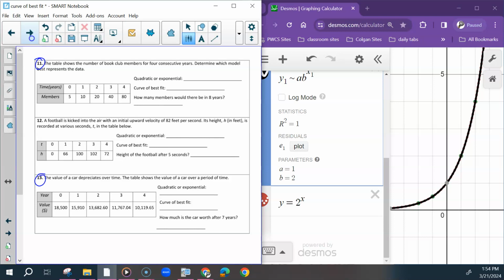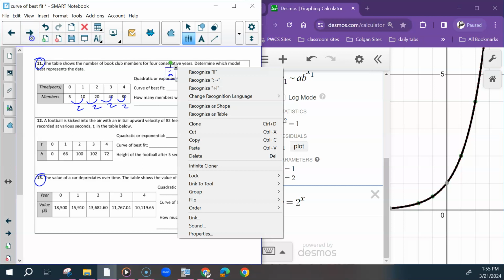The table shows the number of book club members for 4 consecutive years. Determine which model best represents the data. As I'm looking at this data, I see the x's keep going up by 1. But in the y's, I see these multiplied by 2, and then it keeps multiplying by 2. When you see something like that, that should tell you it's exponential. You're multiplying by some whole number or some fraction each time. So I'm pretty sure this is going to be exponential, but I tried to make that a star, but my board didn't like that.